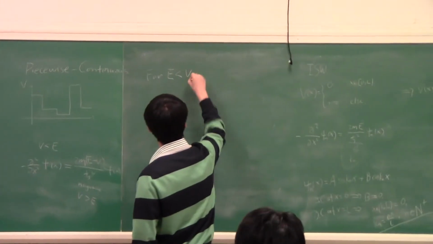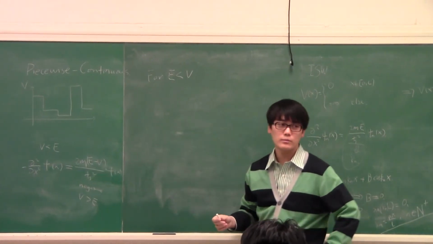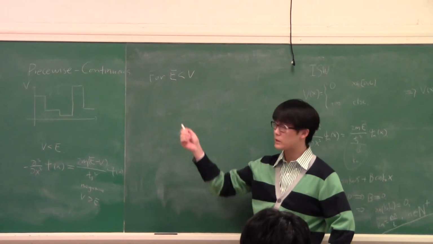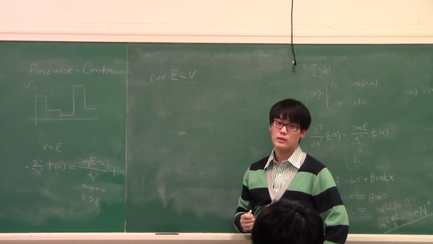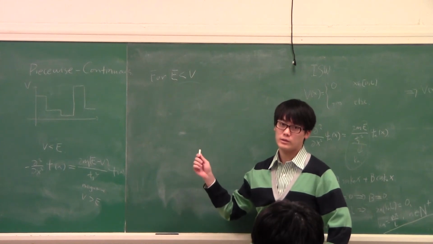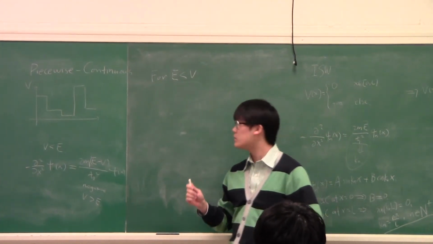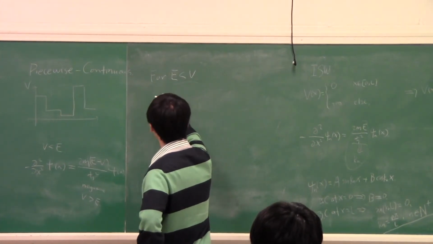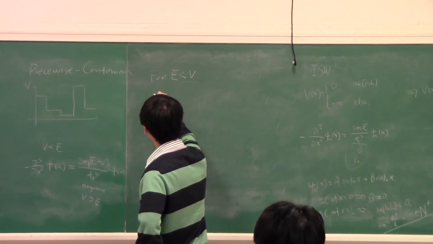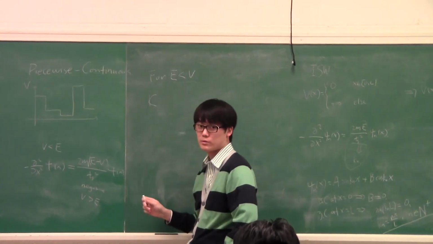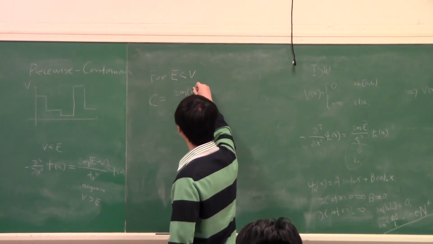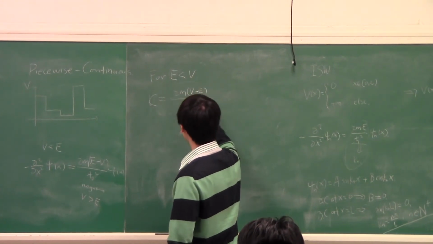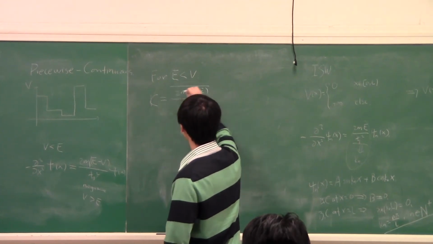So to solve that, let's define for the case E is less than V. First of all, think about what classical mechanics says. Classical mechanics says this is forbidden. The particle cannot exist where its energy is lower than the potential energy. But quantum mechanics says something else. So let's define kappa, to distinguish it from K, and let's call it V minus E, so it remains a real number.